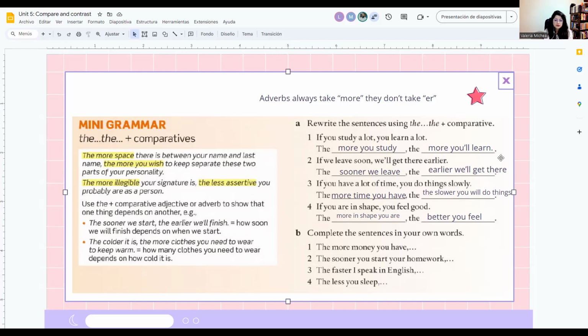Is it possible to use fewer for inferiority comparisons?